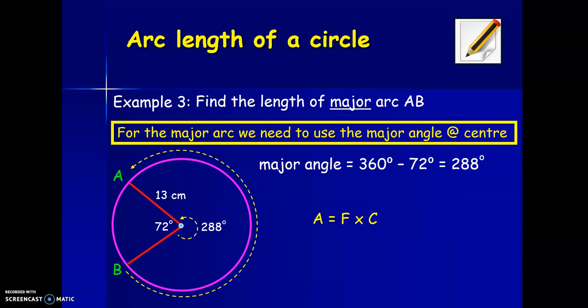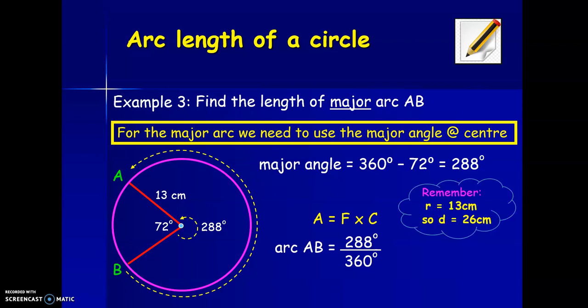Our formula for arc length is arc is equal to a fraction times the circumference. So the major arc AB is equal to our fraction, which is 288 over 360 degrees, multiplied by the circumference. But we need to remember that because the radius is 13 centimetres, the diameter is double this, so it's 26 centimetres. So the circumference is pi times 26.